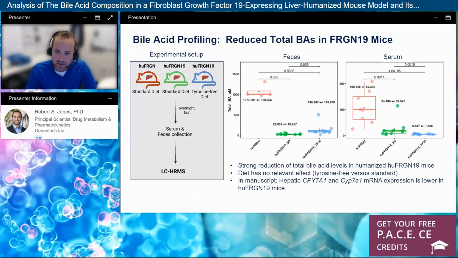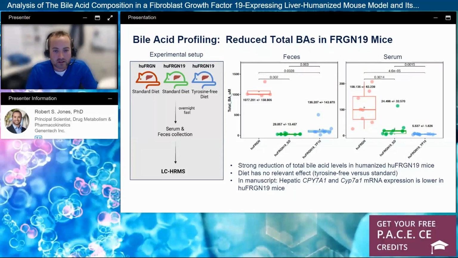So moving on to the next slide, I just wanted to show some of the first data that we generated in this study. And as I mentioned, our goal was to attenuate and decrease the total bile acid pools in these mice, given that they were very elevated in the FRGN mice. And by incorporating the FGF19, did that normalize and attenuate these elevated bile acid pools? And what we saw was this was shown both in the feces as well as in the serum of these mice.